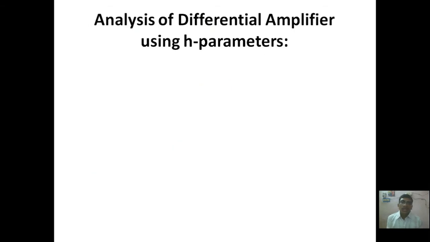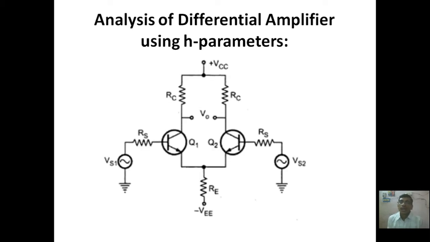Okay, so let us move into the topic, the analysis of a differential amplifier using H parameters. In this, I am going to take one dual input balanced output differential amplifier. It is a multi-stage amplifier. In this, stage 1 has VS1 as its input signal, and stage 2 has the input signal VS2. These two stages are identical and have the same supply voltage of plus VCC, and the emitters of the two stages are joined and connected to the minus VEE supply through the RE resistor.